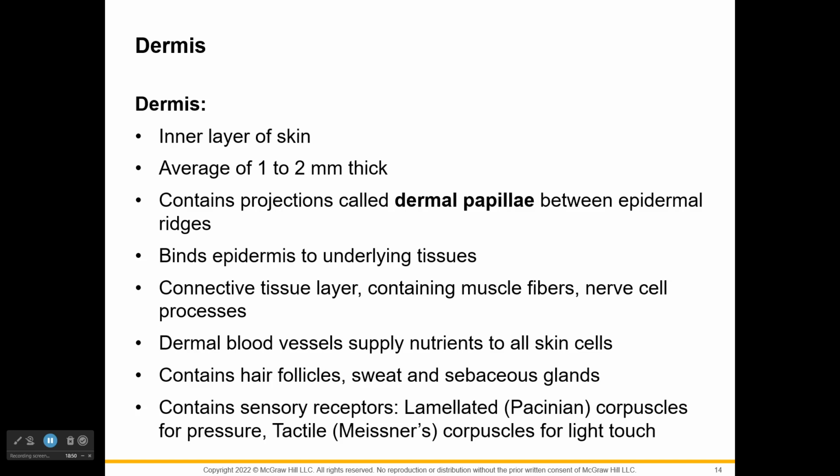Remember, we have blood supply here, so this is how that stratum basale is getting oxygen and sugar. It's literally by diffusion from the capillaries here in our dermis to go across the basement membrane into our epidermal cells. Here we're going to find our hair follicles and sweat and sebaceous glands and some sensory receptors like the Pacinian corpuscles and another tactile corpuscle called Meissner's for light touch. So we know a little bit about tactile cells.